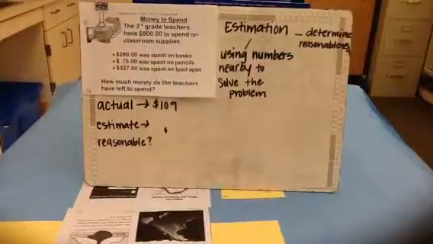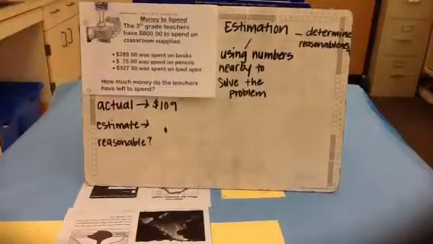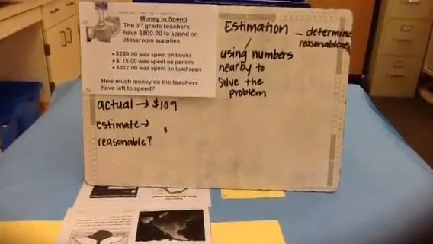In this video, I'm going to be discussing estimation, and I'm going to be showing you our first strategy for estimation, which we've actually already used, rounding. But first, let's talk about what estimation is. So estimation is when you use numbers that are close to the numbers in the story.